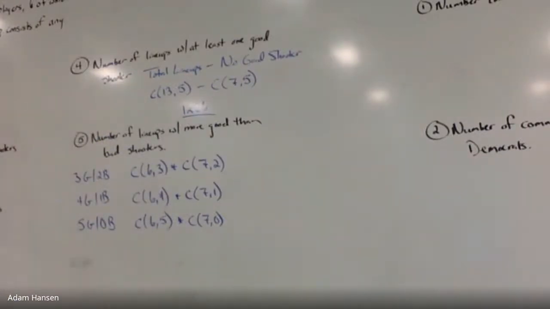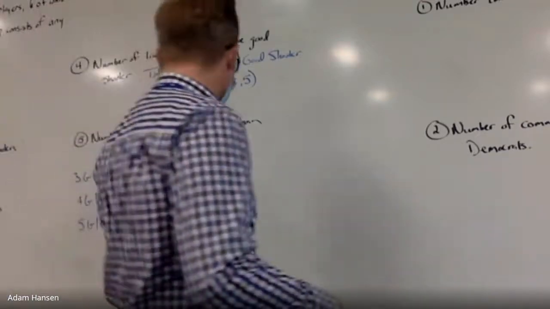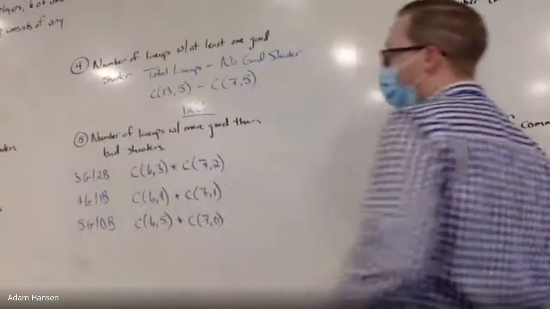What would 7 choose 0 be? How many ways are there to choose nothing? There's a way to do it. 7 choose 0, anything choose 0 would always be 1. There's one way to choose nothing. It's just having nothing. So multiplying by 1, you can either write that there or not. Multiplying by 1 doesn't really change anything.